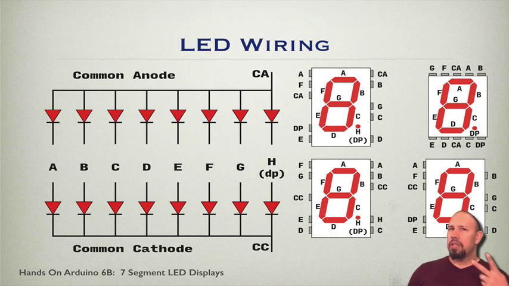There are two types of commonly used configurations for 7-segment LEDs. The first uses what's called a common anode. The second uses a common cathode. So anode and cathode are parts of the diode. Here I've shown the diodes just lined up like this.